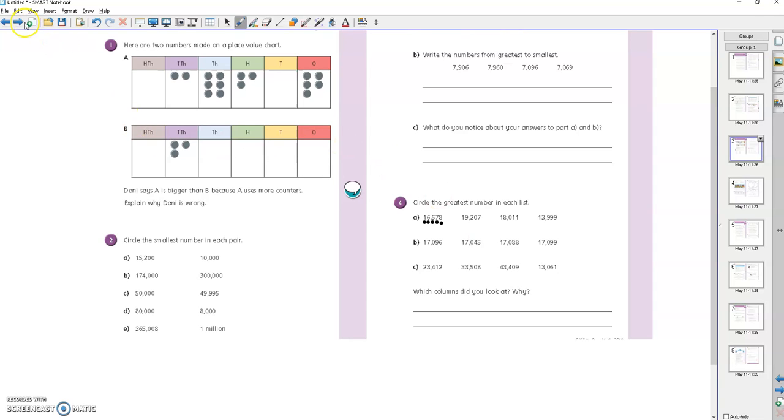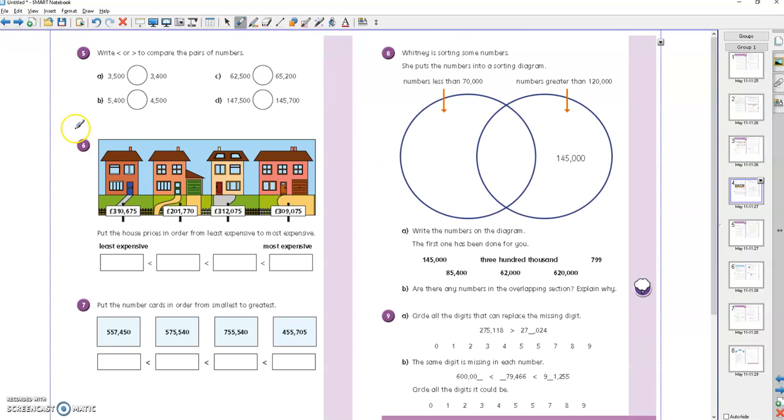Okay. Then looking at question 5, you're using the less than and greater than symbols to compare pairs of numbers. So you just put in one of those symbols into each circle to say which is greater than or less than.